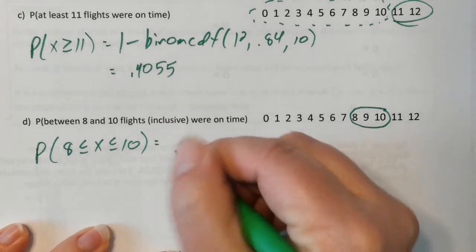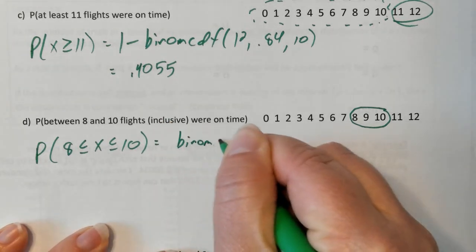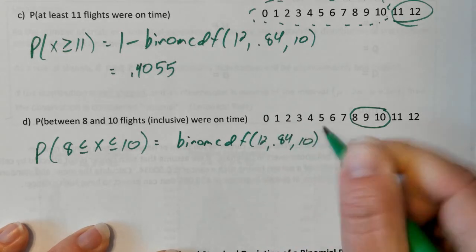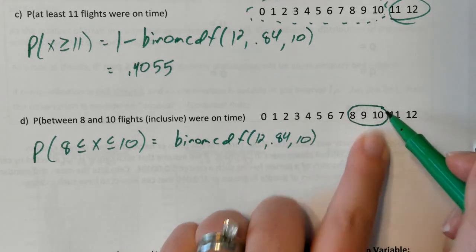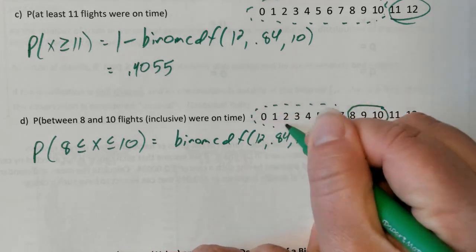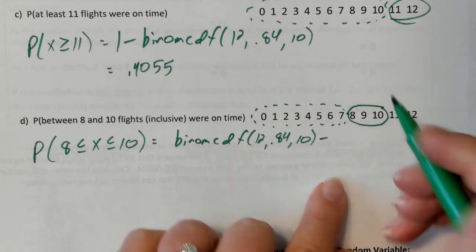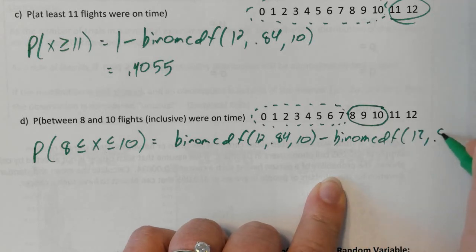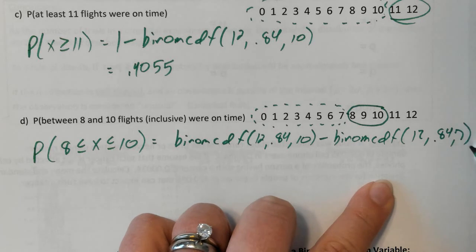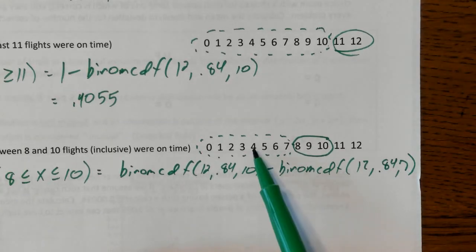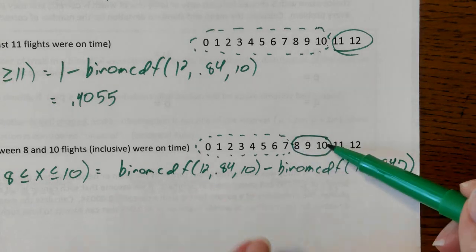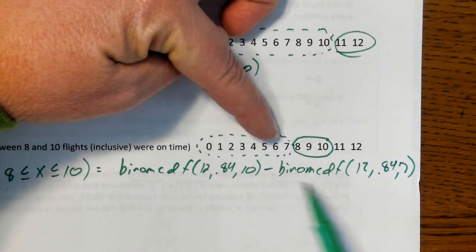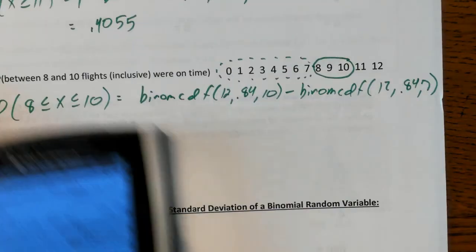So what I could do is binom CDF 12.84, 10. That will give me from 0 all the way up to 10. Then I can subtract off the low part that I don't want. I can subtract off the binom CDF of 12.84 to 7. Subtract off the low part I don't want. So binom up to 10 would give me this whole thing. Then subtract off the binom up to 7. And that will work. Okay?